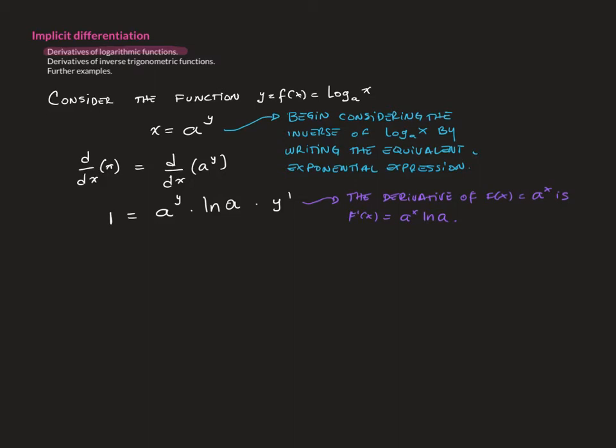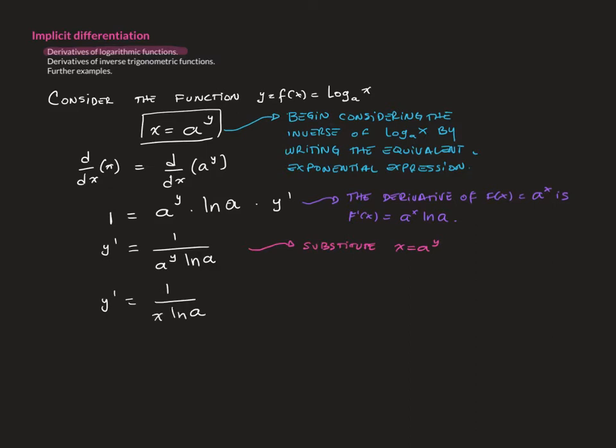and then times the derivative of the exponent, which is y dash, following the chain rule. From here we instantly get that y dash is equal to 1 over a power y ln a, and if we substitute with the expression that we had before, a power y would be x. So y dash is going to be 1 over x ln a. So for any logarithm of any base, the derivative d dx of log a of x is going to be 1 over x times ln a.